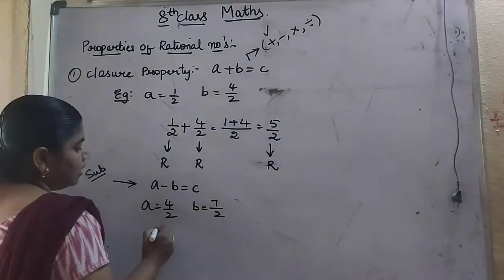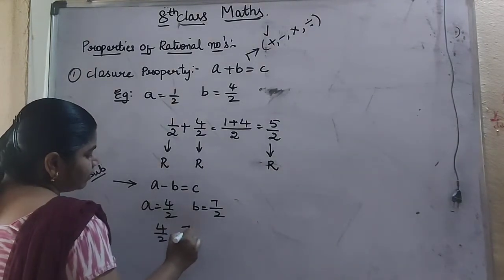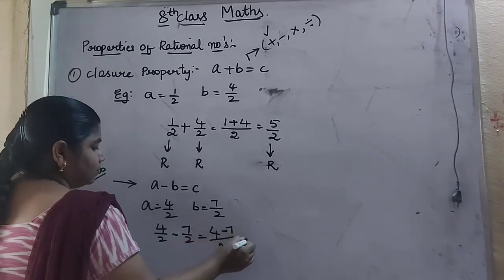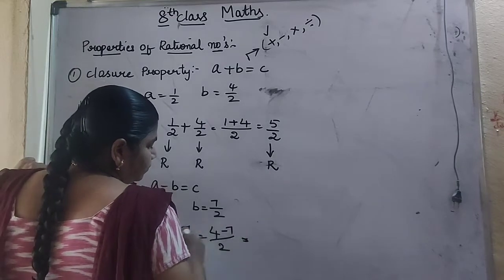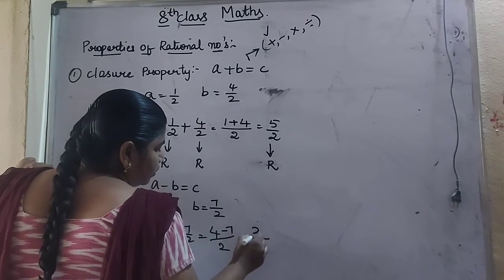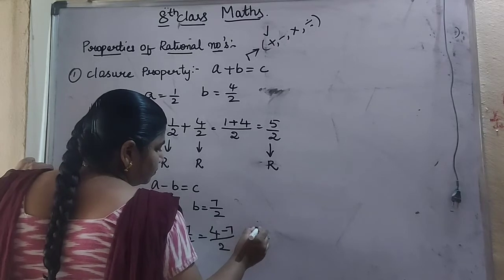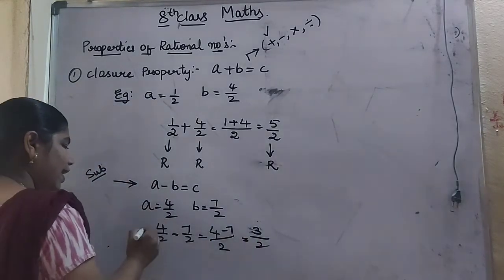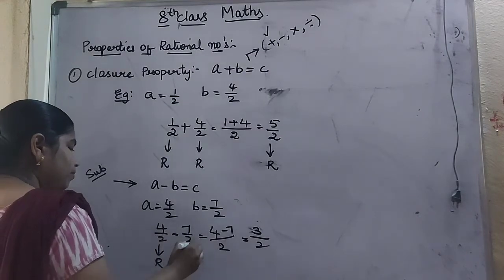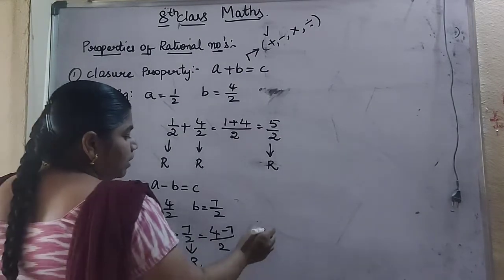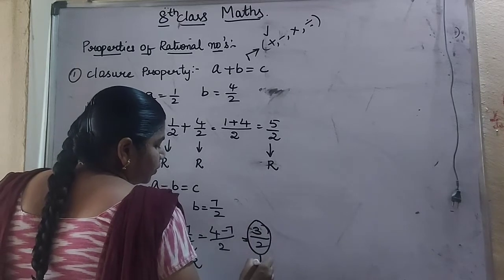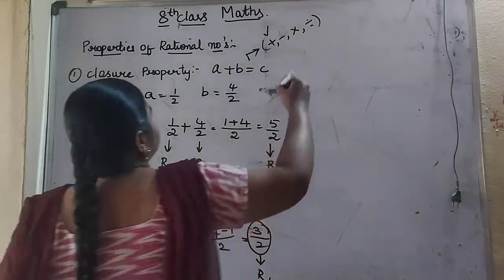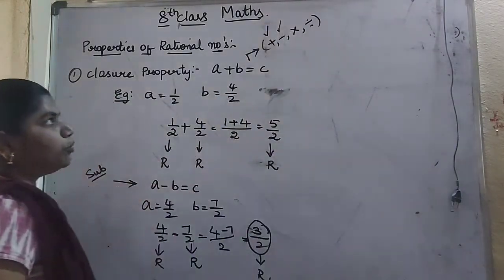Substituting, 4 by 2 minus 7 by 2 is equal to, with 2 as the LCM, 4 minus 7, so it will be 3 by 2. Here 3 by 2 is also a rational number. The A value is a rational number, the B value is also a rational number, and the result is also a rational number. So subtraction is also satisfied under the closure property.